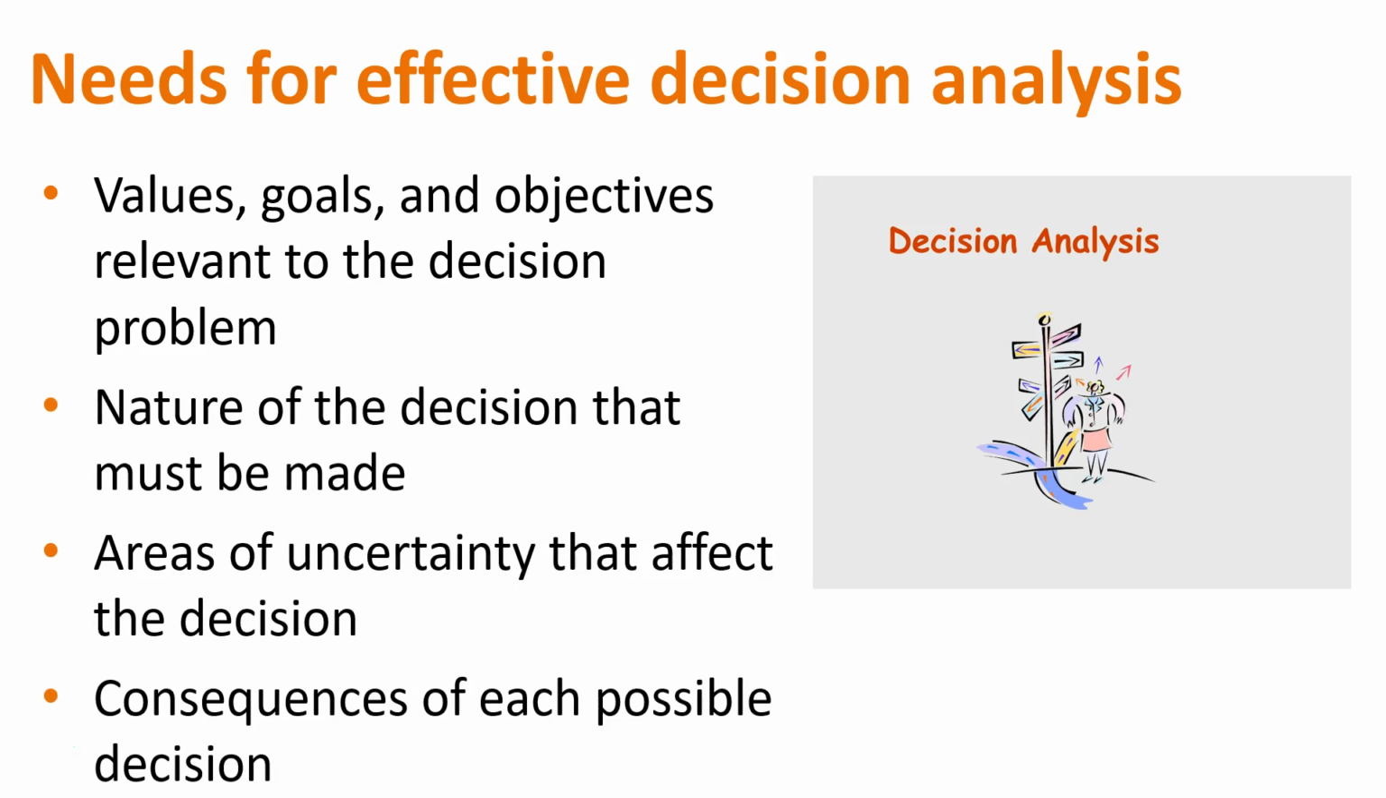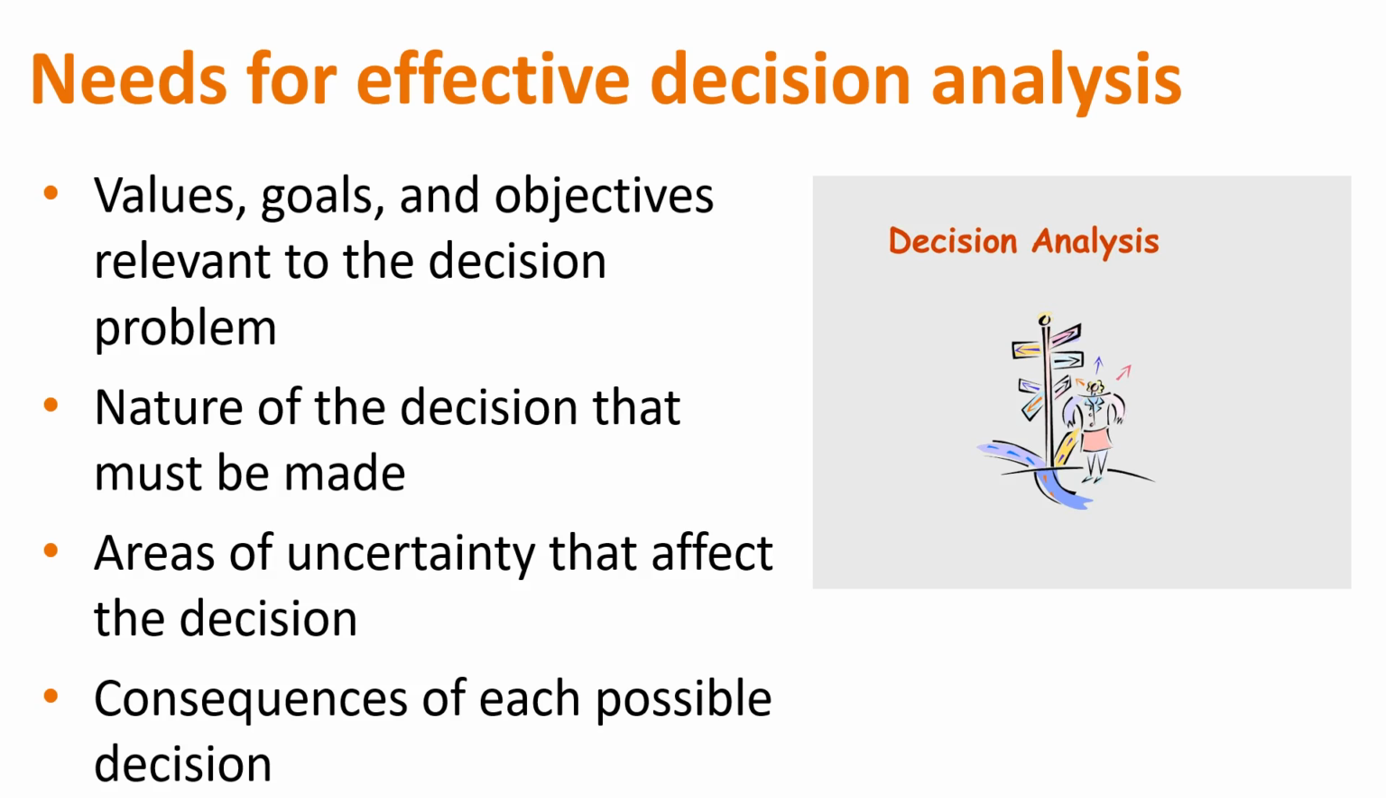We need effective decision analysis so that we can have values, goals, and objectives relevant to the decision problem. We have to make sure that we have that, or we're going to come out with the wrong decision. So the first step is saying, what is the decision I'm trying to make? We need to have goals and objectives that are relevant to the problem we're trying to solve.